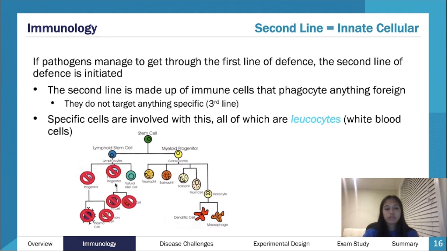So this is a nice little map of your leukocytes. The ones that are blocked out are part of the third line, your adaptive immunity, so we'll look at those a little bit later. But these are the really important cells for you to be aware of. Be aware, because I feel like sometimes I say it and it might not be captured as well. So this is a good diagram.